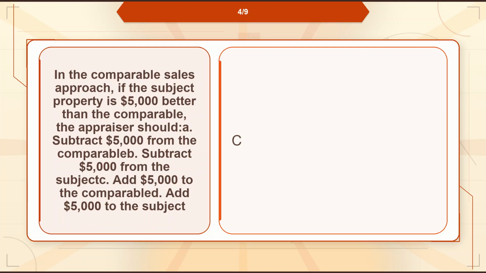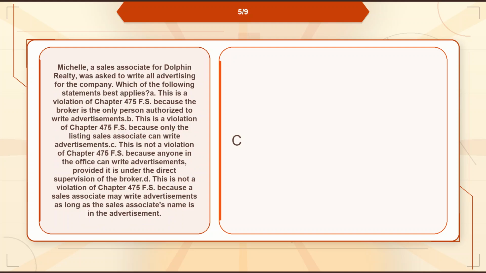Flashcard 4. Term: In the comparable sales approach, if the subject property is $5,000 better than the comparable, the appraiser should A. Subtract $5,000 from the comparable, B. Subtract $5,000 from the subject, C. Add $5,000 to the comparable, D. Add $5,000 to the subject. Definition: C.